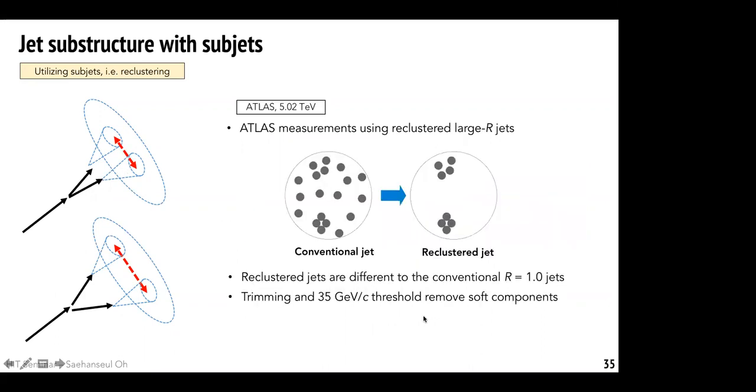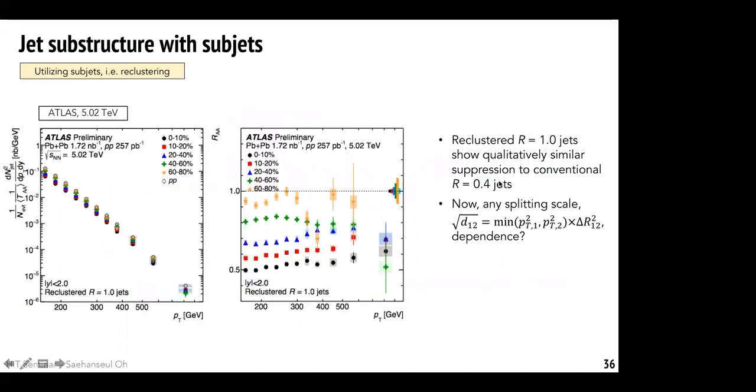So this is a kind of picture. This is a conventional jet, and this is a reclustered jet. Reclustered jets are different from the conventional R equal 1 jets because trimming and the 35 GeV threshold remove all the soft components. So they are different jets. The first thing is whether these reclustered jets experience the same jet quenching or not. So they first reported the jet RAA for reclustered jets. Different colors represent different centrality, but these reclustered jets show qualitatively similar suppression to conventional R equal 0.4 jets.